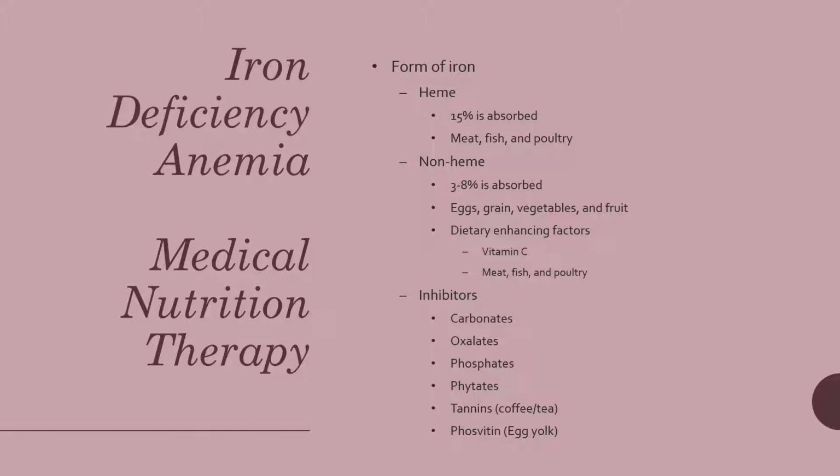Tannins found in coffee and tea interfere and inhibit absorption. And then phosphate, which is found in egg yolk, also will interfere. So although egg yolks can have a considerable amount of iron, it's not really bioavailable. And I don't know as though I would say that an egg yolk is a rich source of iron because of that inhibition that is going on.